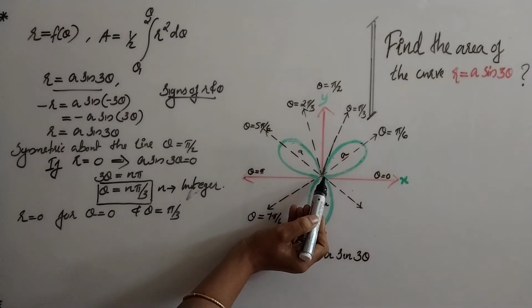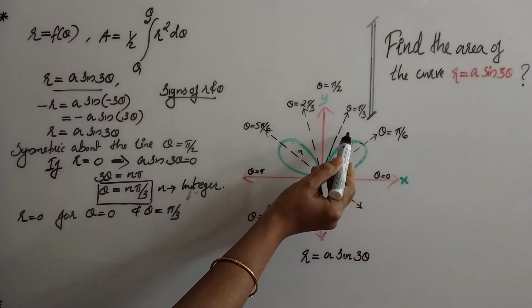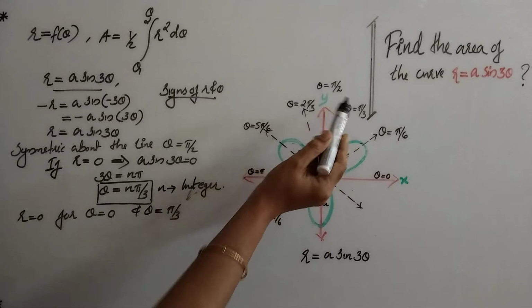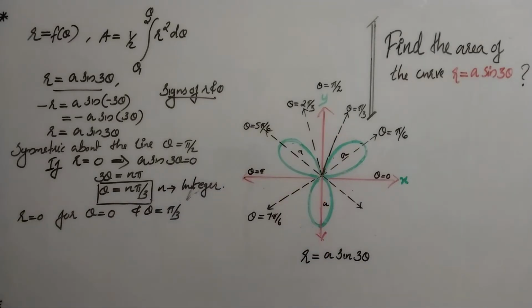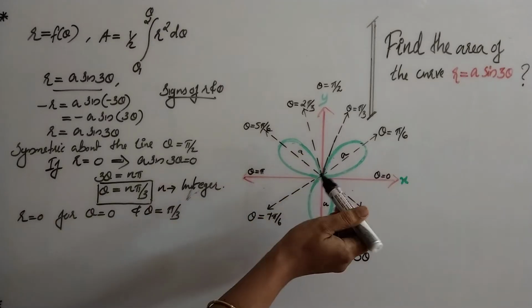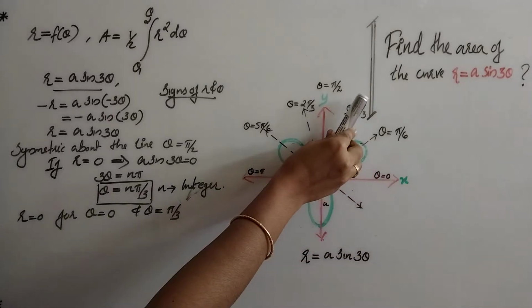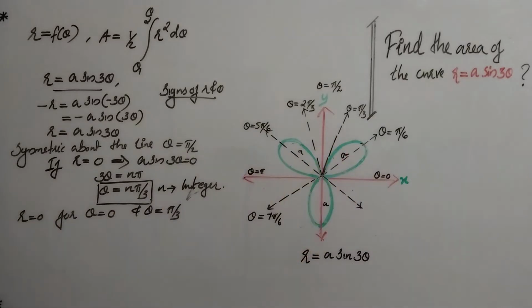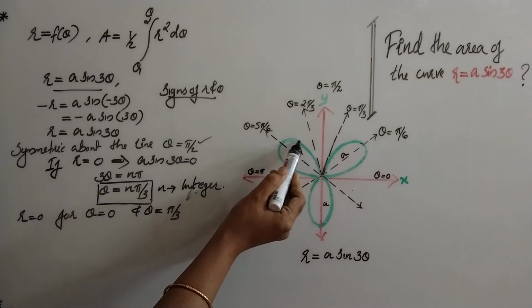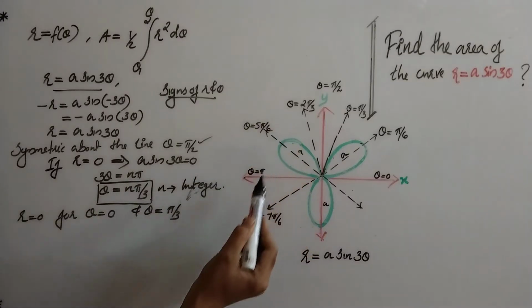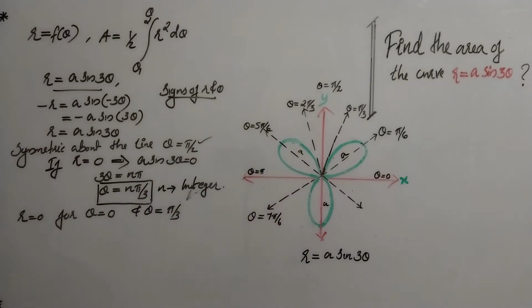That is, value of r starting from here when theta is equal to 0 and back to 0 when theta is equal to pi by 3. So we have one loop in the first quadrant where the value of theta varies from 0 to pi by 3. So in between theta is equal to 0 and theta is equal to pi by 3, we have one loop. By the symmetry of the curve about the line theta is equal to pi by 2, we have one more loop in between theta equal to 2 pi by 3 and theta is equal to pi.